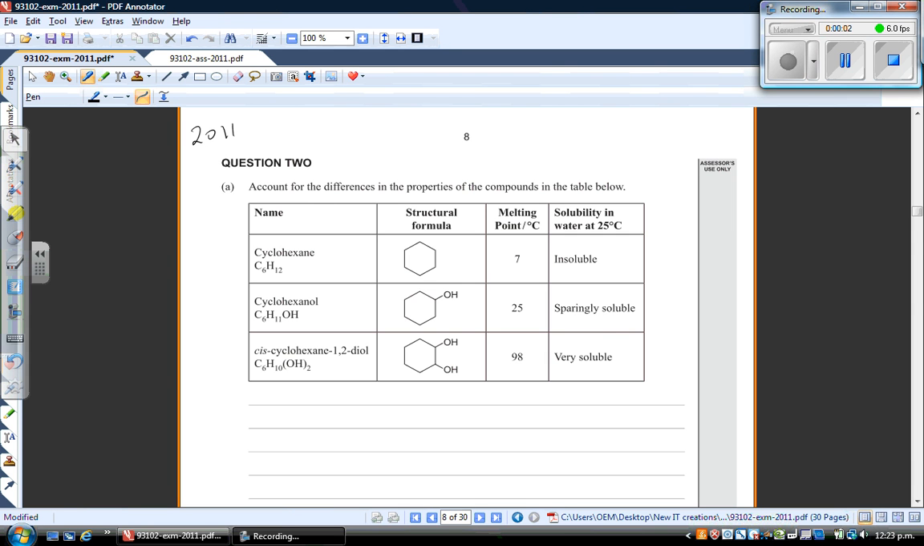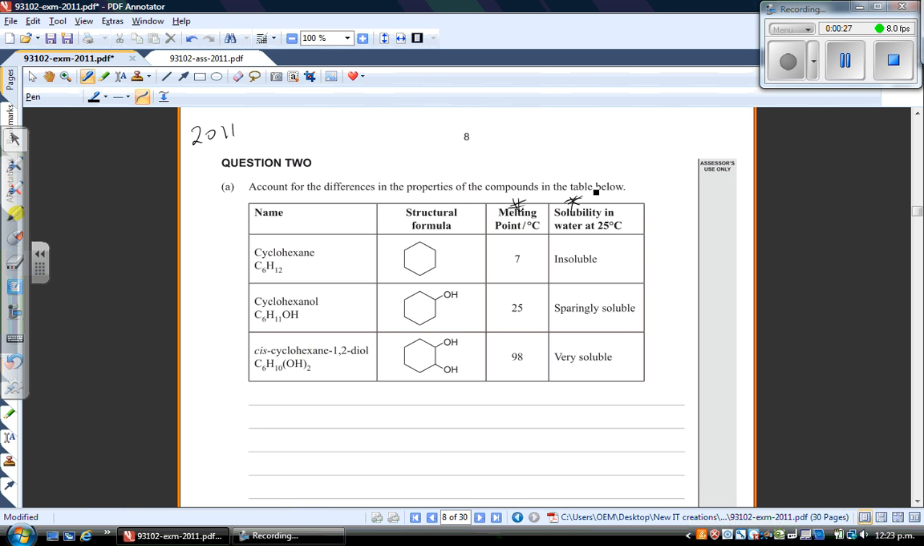Okay, let's take a look at the 2011 scholarship paper, question 2. I found this question very straightforward, both parts A and B, for a scholarship question. So it just goes to show you that some of the questions can not be too bad. This question here is all about differences in melting point and ability to dissolve in water of 3 different compounds.